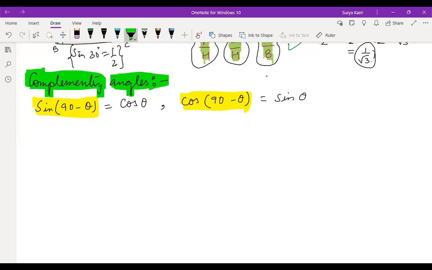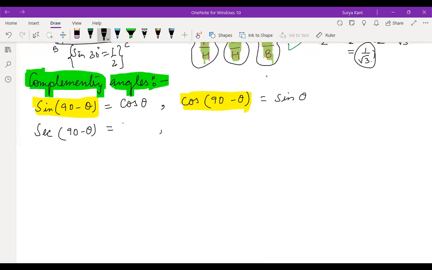Yes, sir. It's clear. Reciprocal is a different concept and complement is a different concept. Now, sec of 90 minus theta is equal to what? Cosec theta, yes.